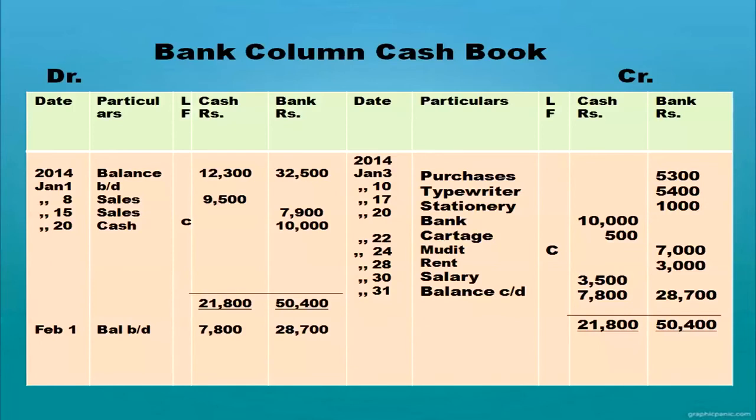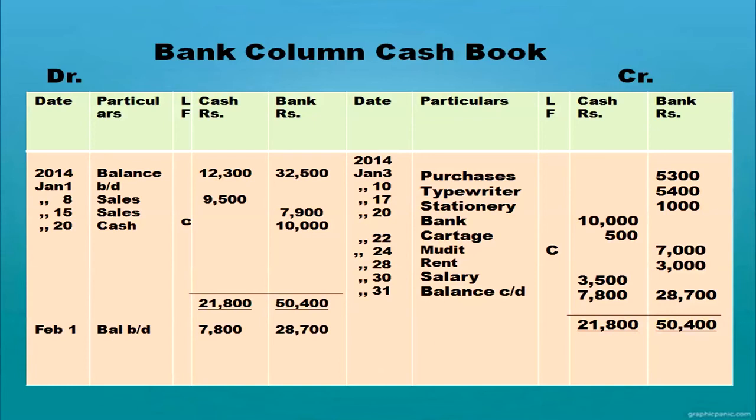The biggest total came to 21,800 in the cash column, and you have to write that amount as the total on both sides of the cash book in the cash column. The difference will be written as balance carried down. The difference amount came to 7,800. So, it will be written on the last date of that particular month, January 31st, balance carried down.